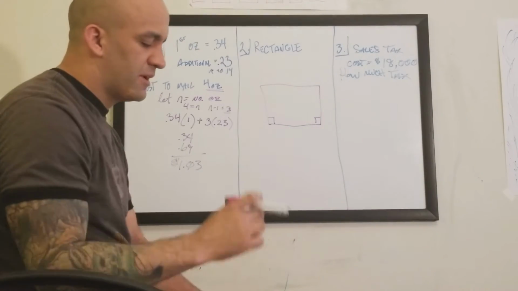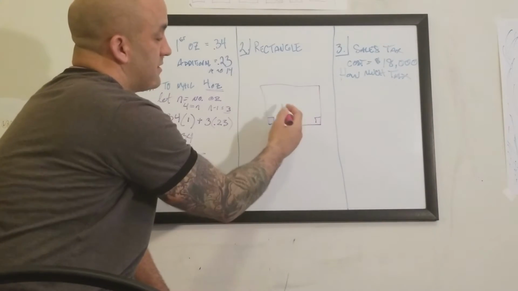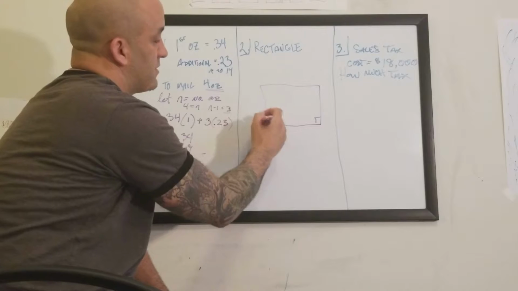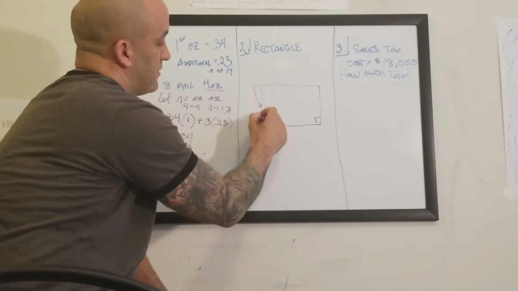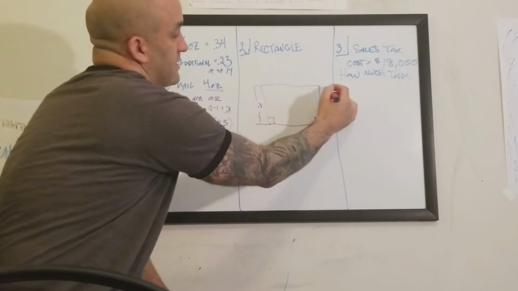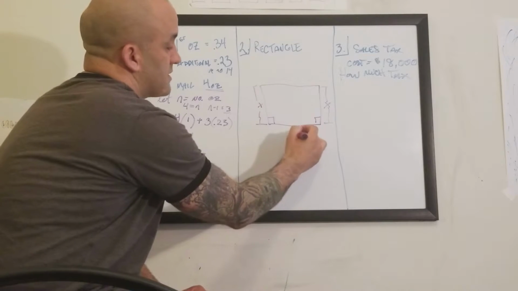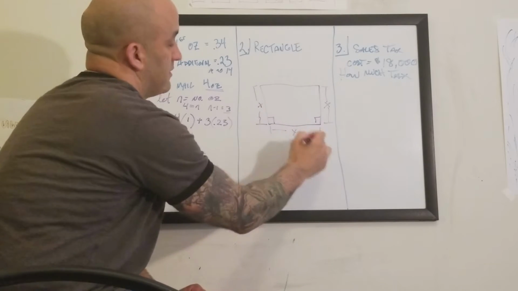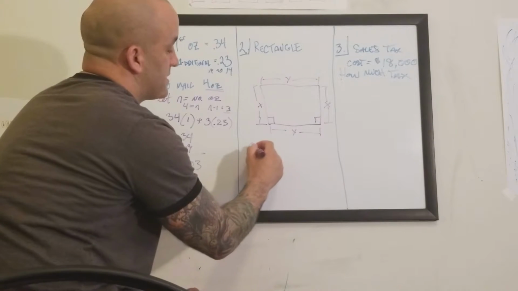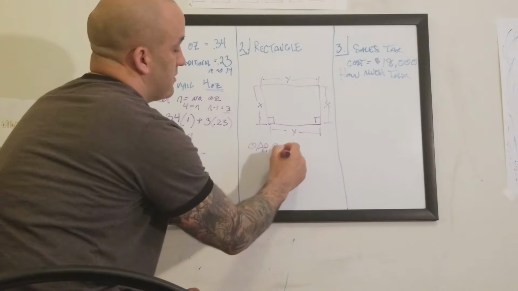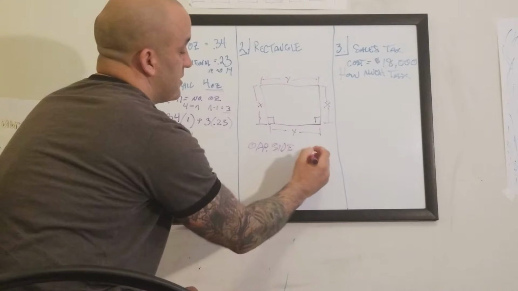Some of the questions that were on it, what can you tell me about the opposite sides? Well, on a rectangle, the opposite sides are going to be the same length. So if I let this length equal X, this length over here is also equal to X. If I let this length here equal Y, then this one here is also Y, right? So opposite sides are equal.